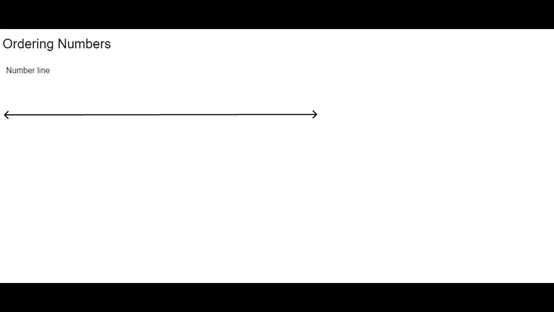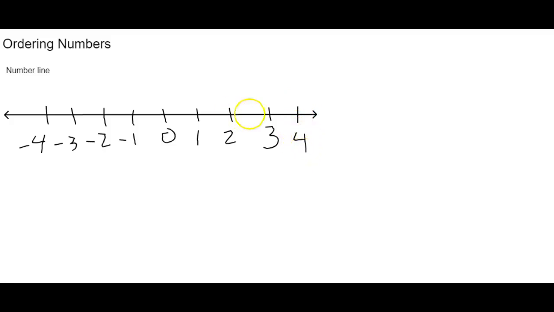This video will be about ordering numbers. So when you order numbers, it's easiest to look at them on a number line. And often they'll give you problems where a number line is already provided. Usually 0 is marked and the numbers around it. And then often there will be points marked on the number line with a letter.